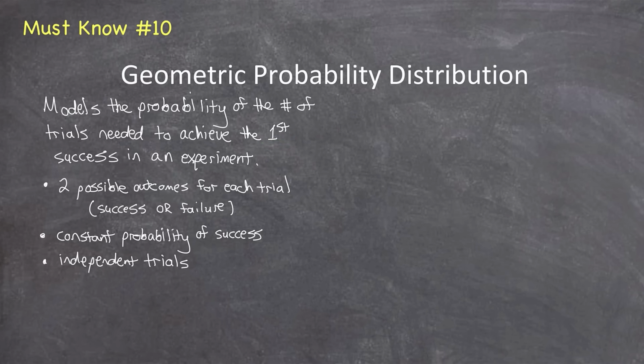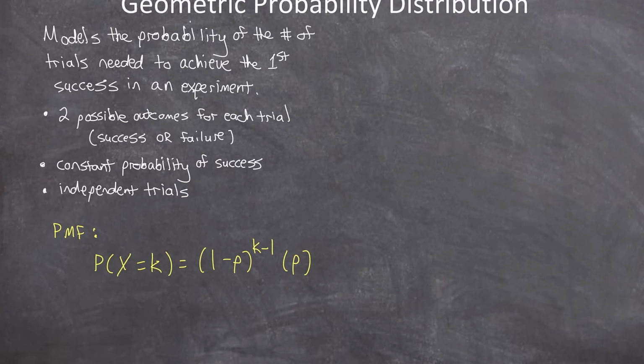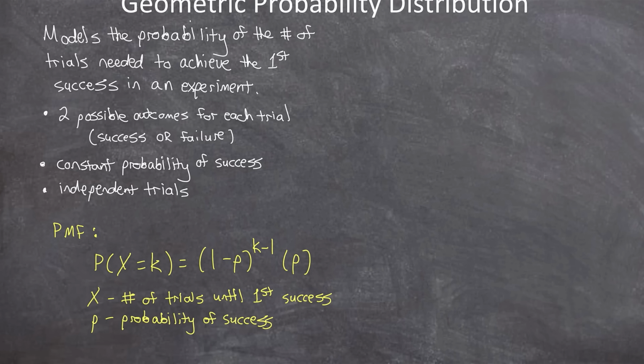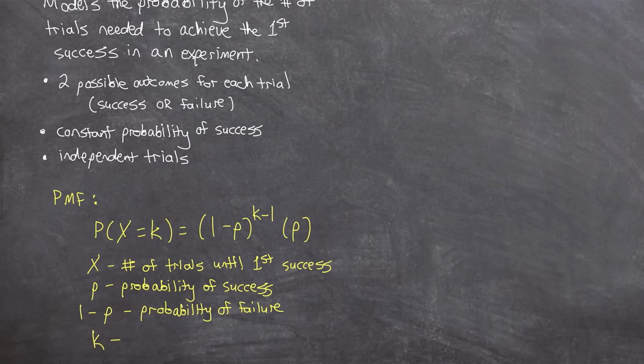So the formula that can calculate that, the probability mass function for a geometric distribution, is the probability of the number of trials until the first success, which we call the waiting time, is equal to k is (1 minus p) to the k minus 1 times p. And let me tell you what these variables stand for and why this makes sense. Our variable of interest, x, is number of trials till first success. P is the probability of success. So that would mean that 1 minus p would be the probability of failure. And k is equal to x, so it's the trial number of the first success.